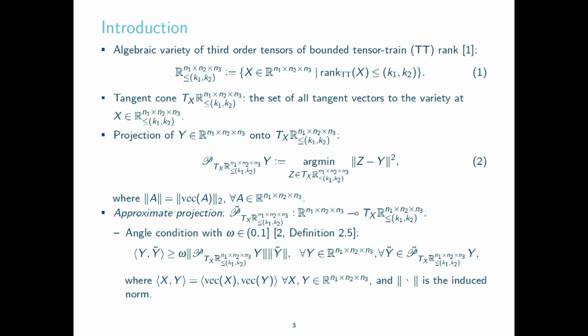This angle condition is written as follows. It may seem a little bit abstract at first, but further in the presentation, the intuition behind it will become more clear. The angle condition ensures that the inner product between the projected tensor and the approximation is always larger than a fraction of the norm of the true projection times the norm of the approximation. And this holds for all projected tensors, and also for all values in the image of the projections.